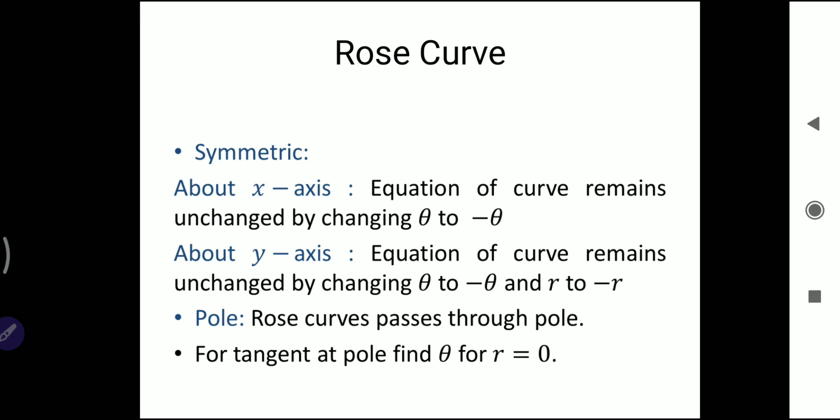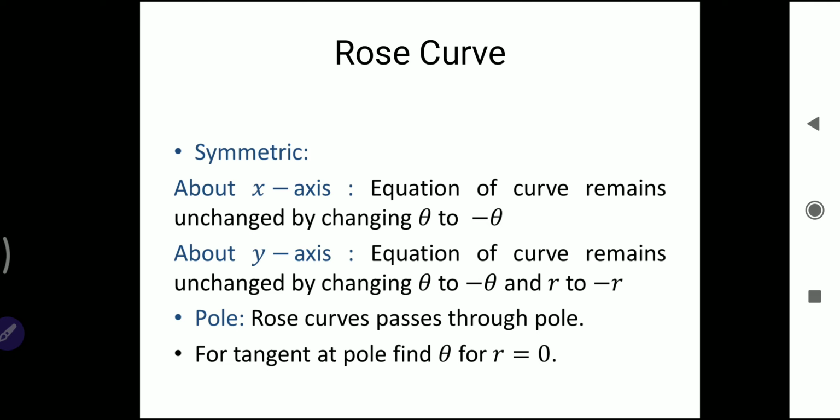Again, rose curve is a special case of polar curve. So again, the similar kind of algorithm we are going to apply. Symmetry about x-axis, when you replace theta by minus theta. Then about y-axis, when you replace both theta by minus theta and r by minus r. Pole: rose curve passes through pole always, because the equation of rose curve looks like r is equal to a sine n theta or a cos n theta.